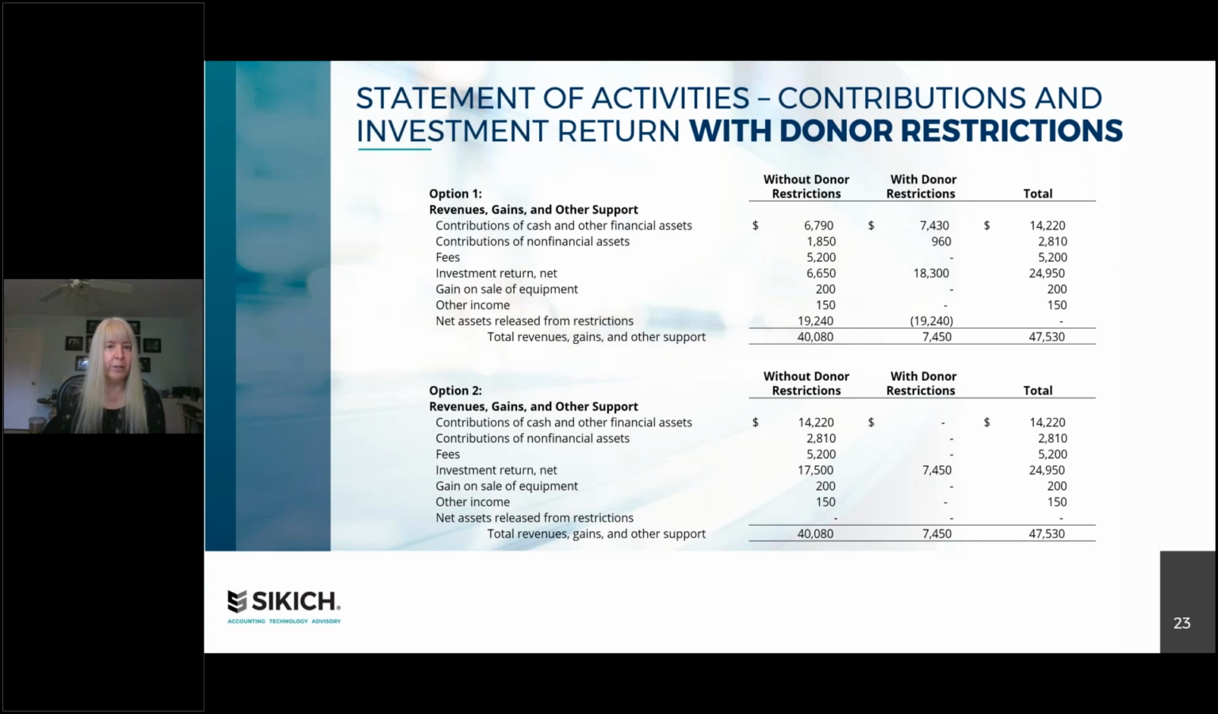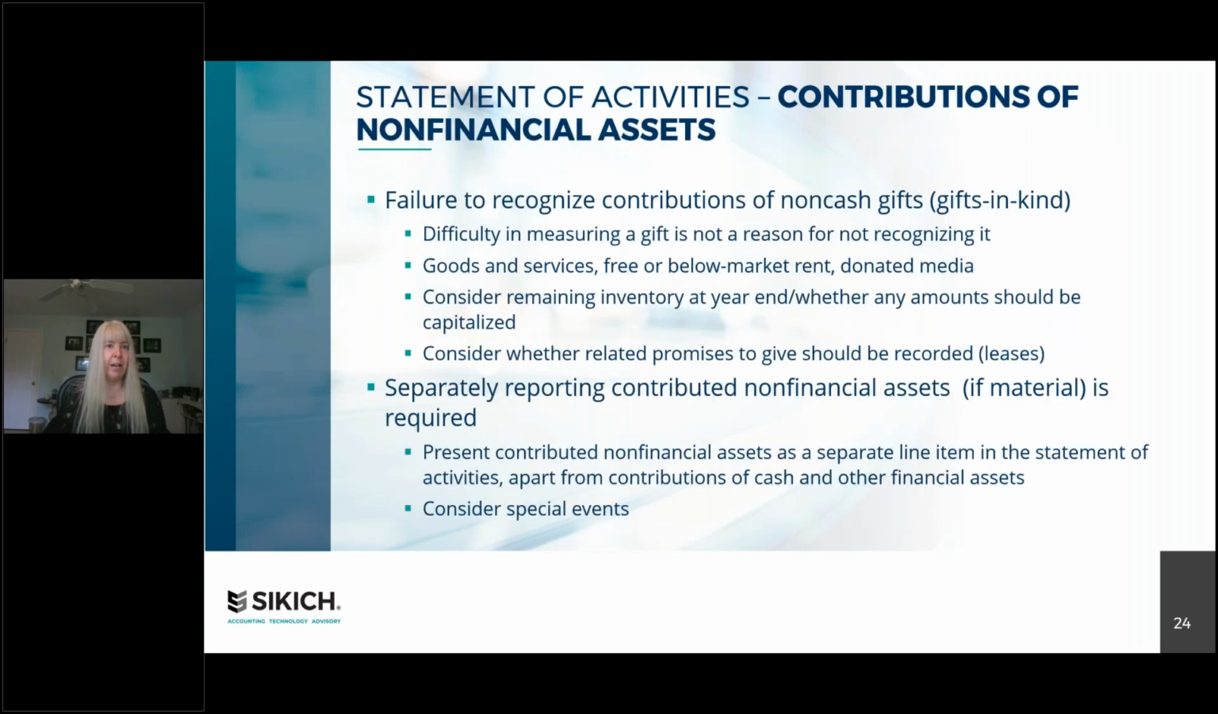You'll notice here in this example too that you've got contributions of cash and other financial assets separate from contributions of non-financial assets. When we go to the next slide there, this is something that is from a recently adopted accounting standard, that those contributions need to be presented separately.